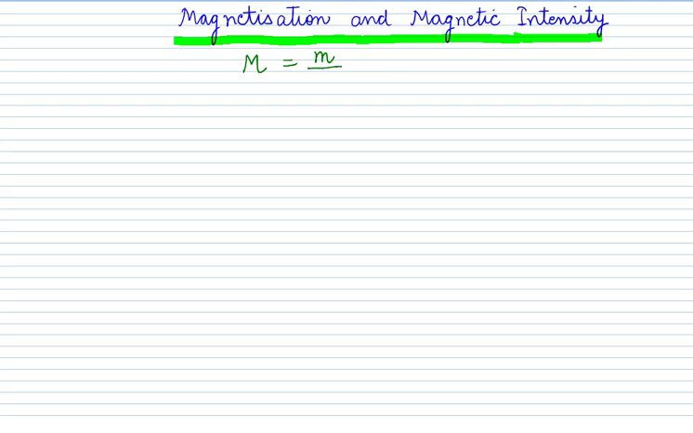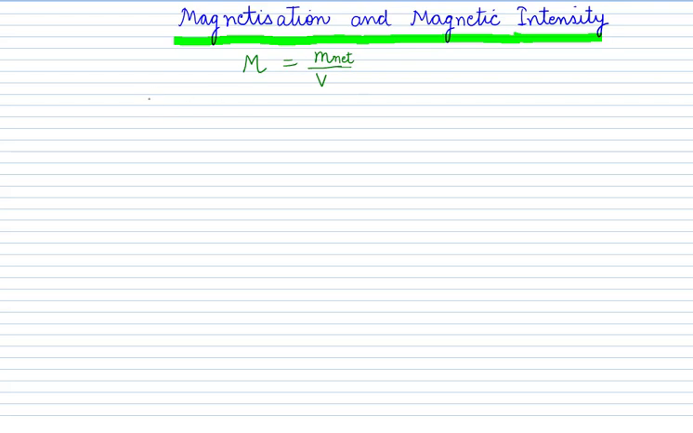And we divide it with the volume. So the magnetic moment per unit volume. And which magnetic moment we have to take? Say if you are dealing with a system, then you have to take the net magnetic moment. So if we take the net magnetic moment and we divide it with the volume, then we will have the magnetization.